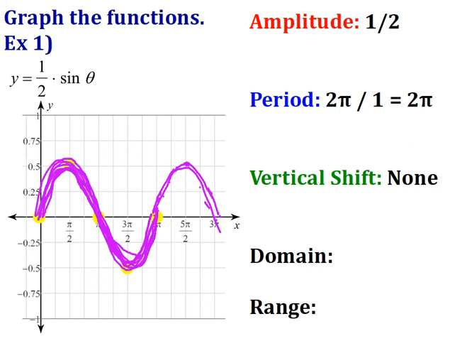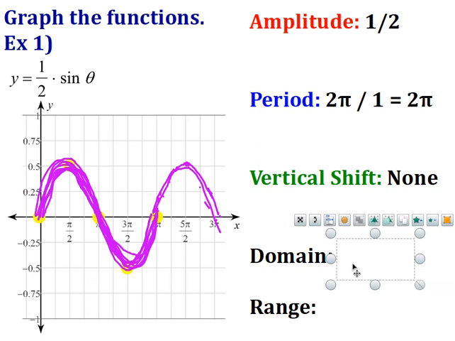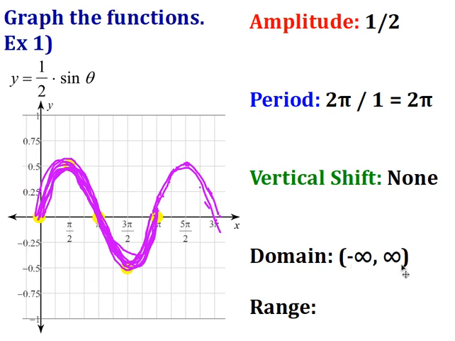Now our domain and range. Domain, as we said, all x values. So negative infinity to infinity. Now your range would be your vertical shift minus your amplitude, vertical shift plus your amplitude. Or you can just look at it. We started from the bottom and now we're up here. So negative 1/2 up to positive 1/2. If you want to use the decimals, that is perfectly okay. All of that is acceptable.